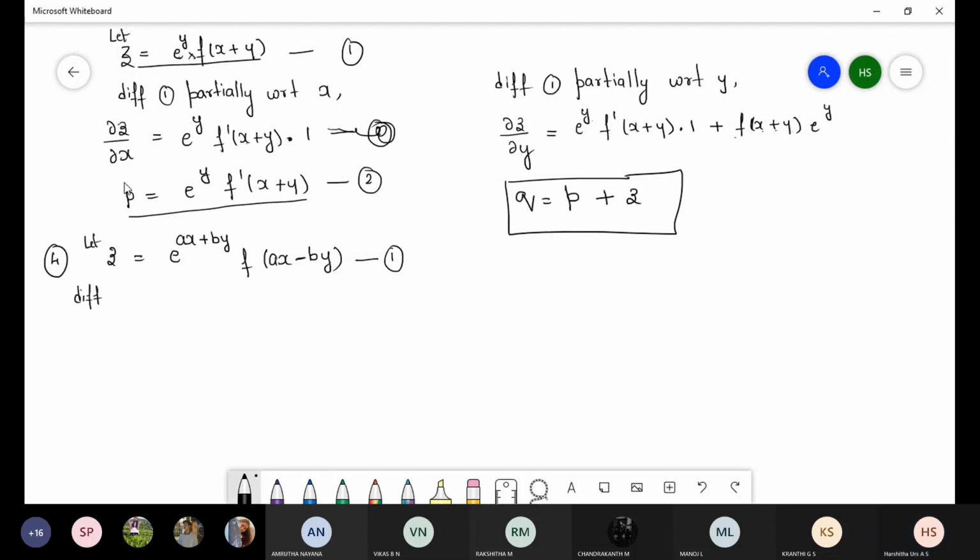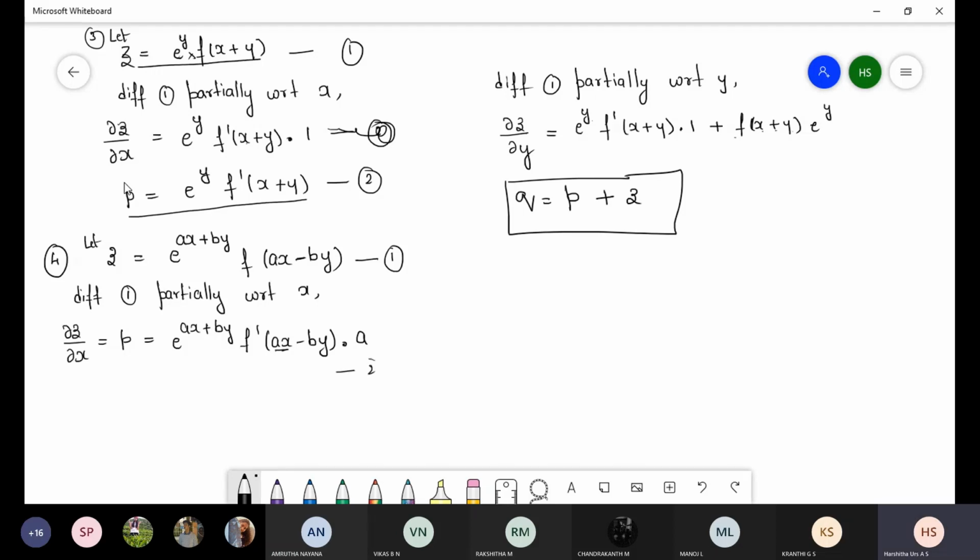Differentiate 1 partially with respect to x. So dou z by dou x, that is equal to, according to the notation, we can write it as p. Here we have to apply the product rule. So I write e power ax plus by as it is. Differentiation of f of ax minus by is f dash of ax minus by into differentiation of ax, which is a.